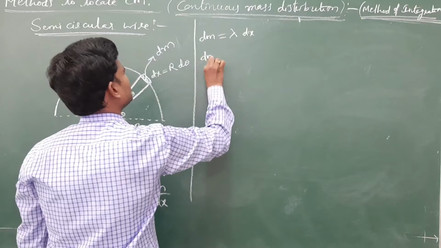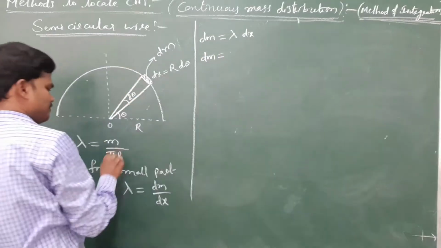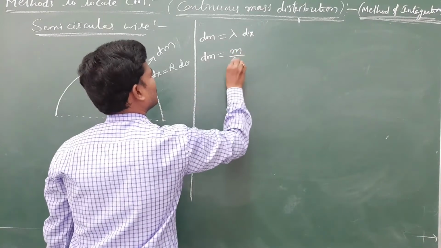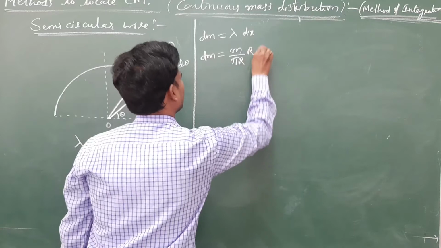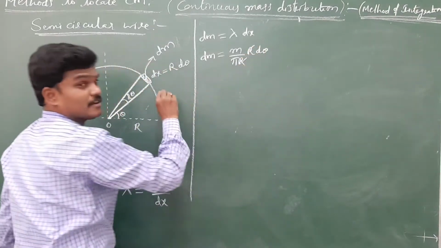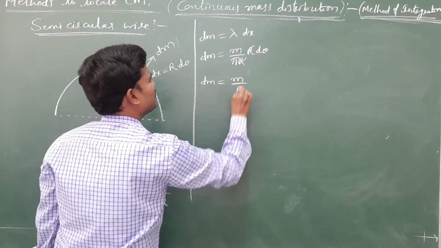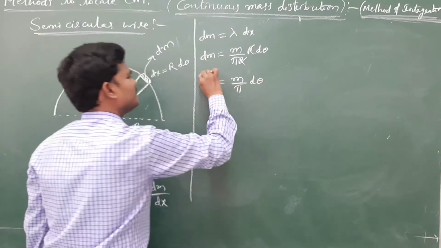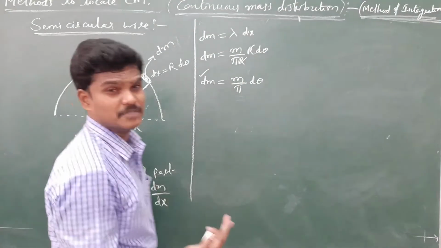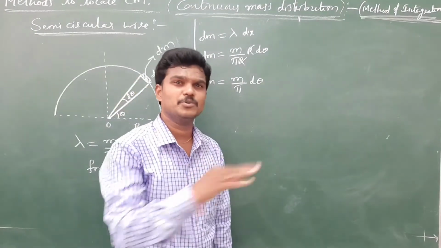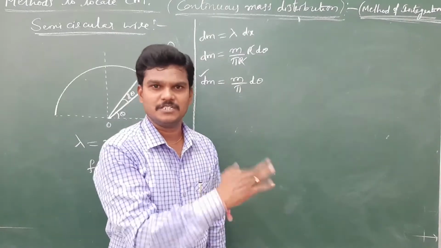So dm is equal to lambda, and lambda is m by pi r, times dx, which is nothing but r d theta. So you can strike off r and r. So dm is equal to m by pi d theta. See, I am finding dm, because in our formula xcm is equal to integration of dm into x by integration of dm, and ycm also the same, zcm also the same.